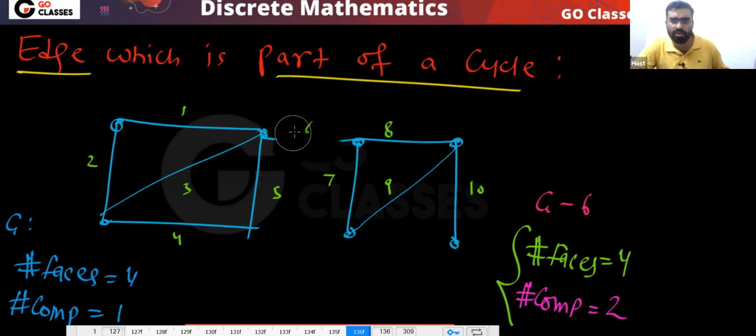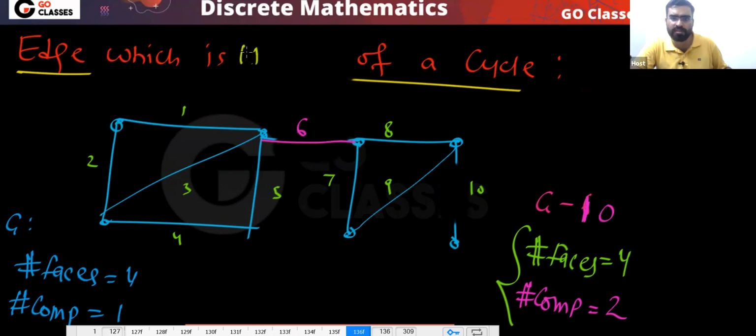The same thing you can do if you remove this edge. Instead of this edge, if I remove edge 10, then again the number of faces is the same and the number of components increases by 1. This will happen when I remove an edge which is not part of a cycle. So these things are important. They can ask you MSQ questions from this. Very nice MSQ questions can be created on these small points.